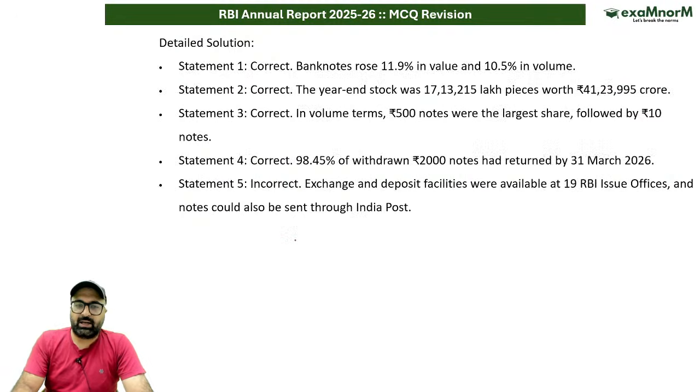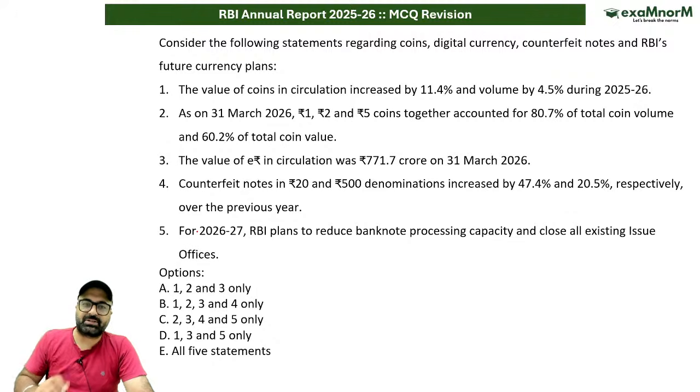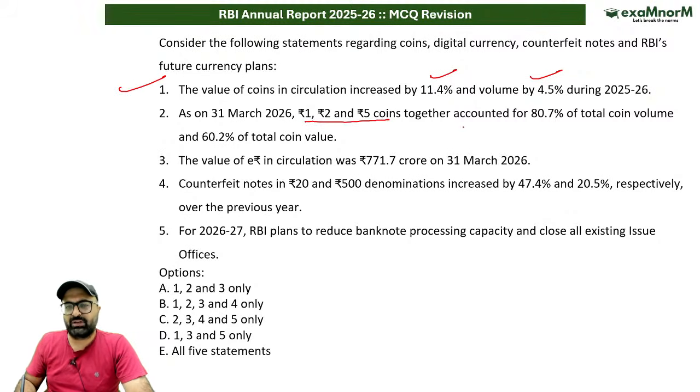Look at the next question. What does the next question say? One second, the answer is visible, just give me a second. Yes. The next question says the value of coins in circulation has increased by 11.4% and volume by 4.5%. This is correct. As of 31st March, 1 to 5 rupee coins together accounted for 80.7% of the volume and value. Correct. The value of e-rupee in circulation was 771 crore rupees on 31st March 2026.